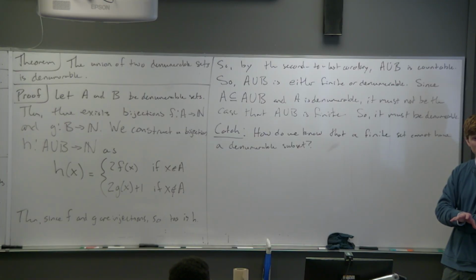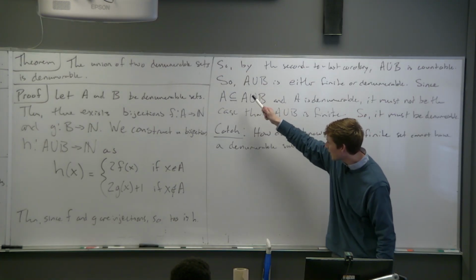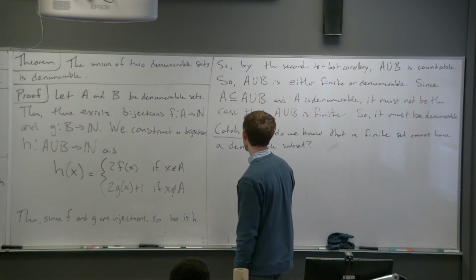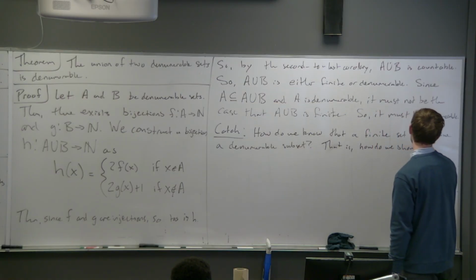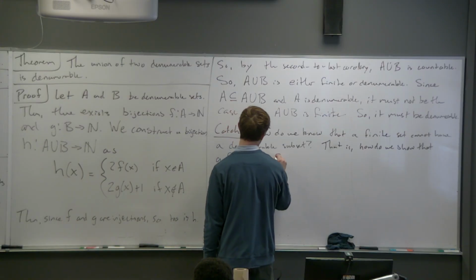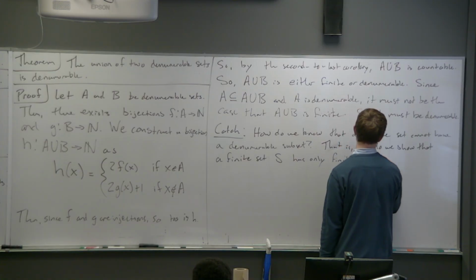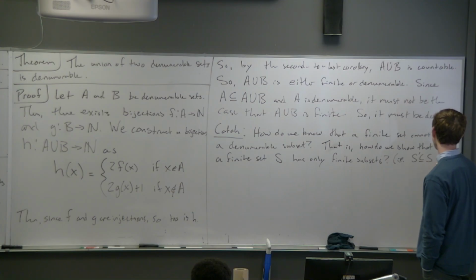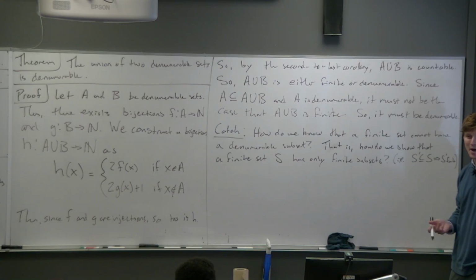So here's basically the gist of it. What we want to show is that A union B having a denumerable subset implies that A union B is not finite. This can be boiled down to the following little lemma. How do we show that a finite set S has only finite subsets, i.e. S prime contained in S implies S prime finite? How would you go about doing this?